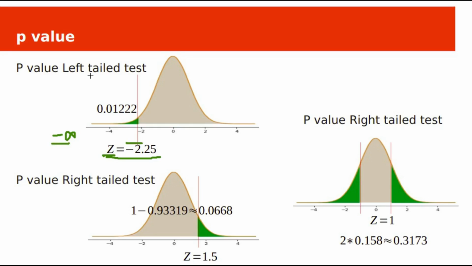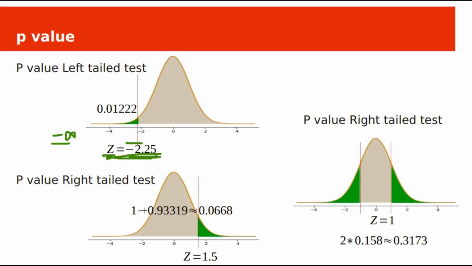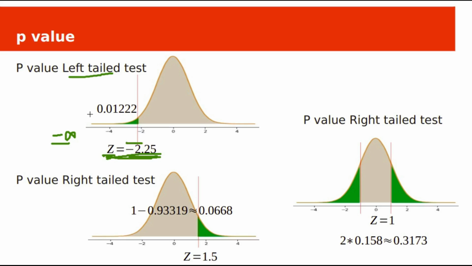So the p-value calculation in left tail test will be easy. You have to see the value at this Z score in the Z table. Let's see the Z score for this minus 2.25 in the Z table. Z score is minus 2.2 and 5. This will be the cumulative probability. So we can take that cumulative probability directly as the p-value in left tail test. So the p-value here is 0.01222. So this is the p-value for Z value minus 2.25 in left tail test.